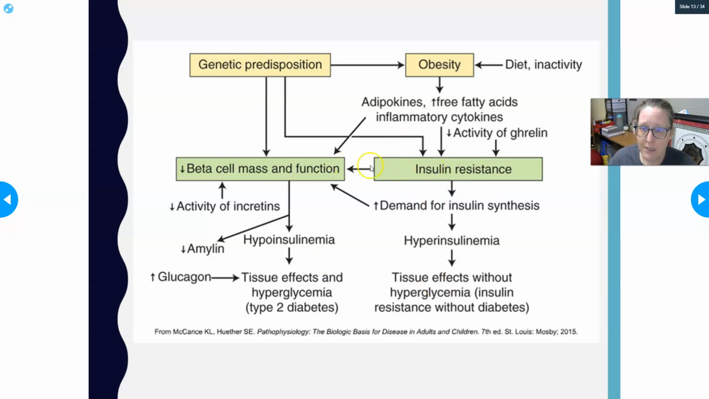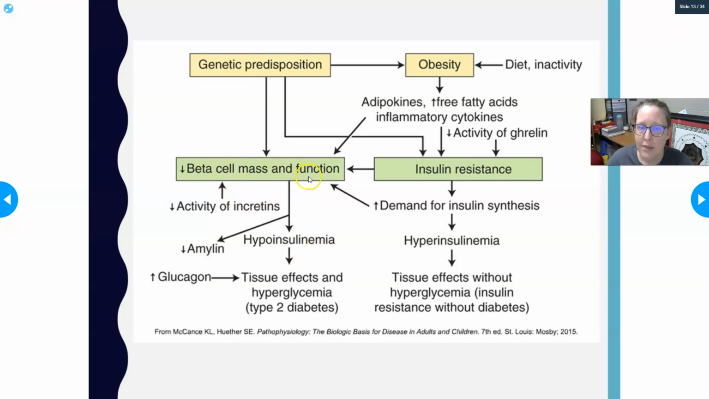Over time, then, this insulin resistance, the obesity, the increased demand for insulin synthesis and the genetic predisposition all at once will decrease the beta cell mass and their function. So the beta cells are starting to peter out. You also get a decreased activity of the incretins. And so incretins are released with insulin, and they basically determine how much insulin needs to be secreted for the amount of glucose that is present. So their activity starts going down because the beta cell mass is also going down. So they're related. Incretin and insulin activity is related.